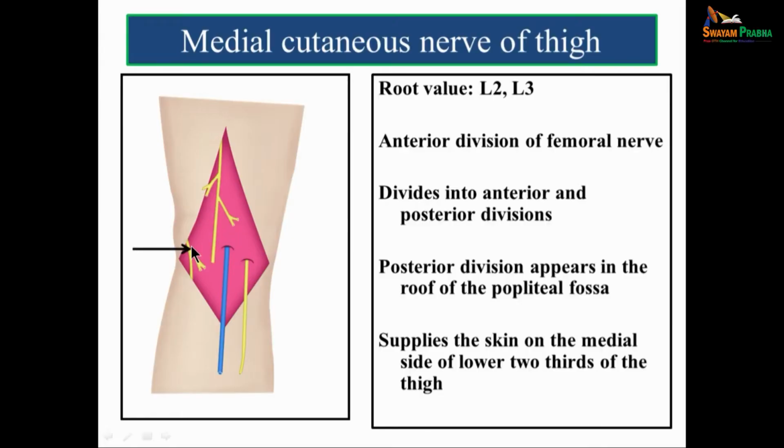Now this is the medial cutaneous nerve of thigh. The root value is L2, L3. It is from the anterior division of the femoral nerve, in the front of the thigh. It divides into anterior and posterior divisions. Actually, the posterior division of the medial cutaneous nerve of thigh is the one which appears in the roof of the popliteal fossa. It supplies the skin on the medial side of the lower 2/3 of the thigh.